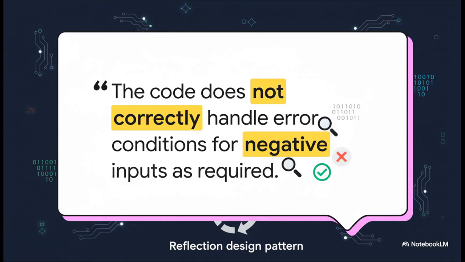And this is where the critic agent shines. We've told it to act like a senior software engineer, and it immediately spots the bug. And look at the feedback. It's not vague like, this is wrong. It's super precise and actionable. It points out exactly which requirement was missed, that error handling for negative numbers.